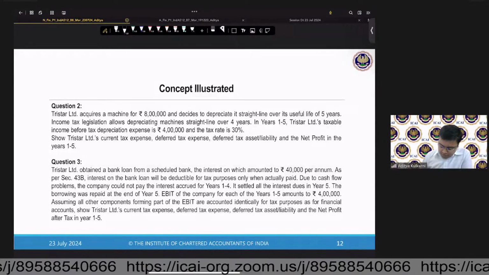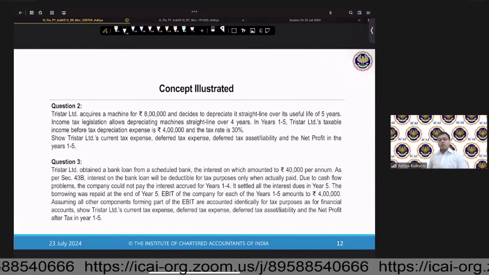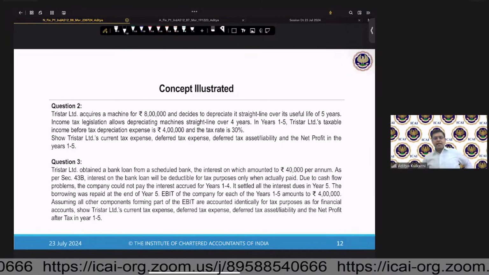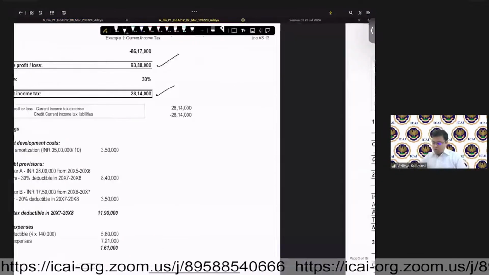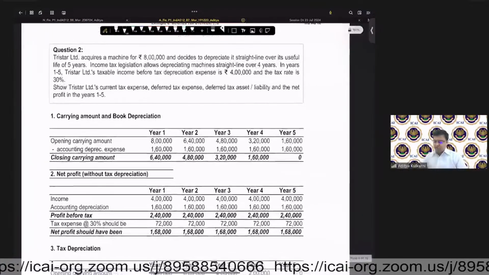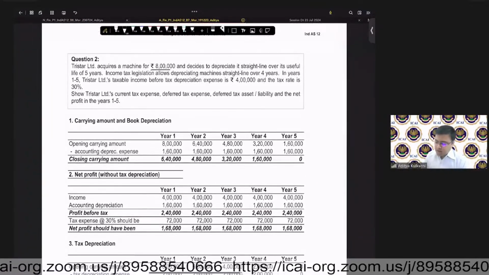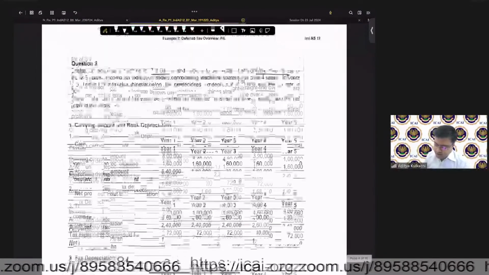Okay. Now you will be going through question number 2 and question number 3. I will take you through one of them and you will go through the other one by yourself. Okay. So this is question 2. TriStar acquires a machine for 8 lakhs, decides to depreciate it straight line over 5 years.